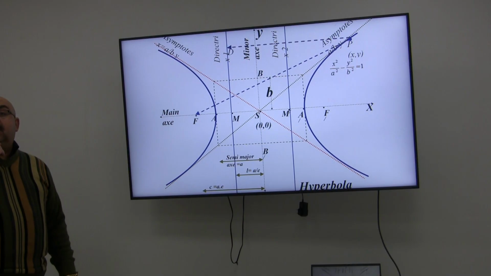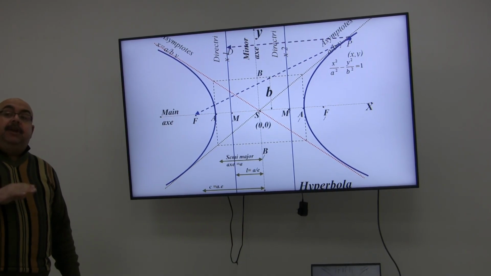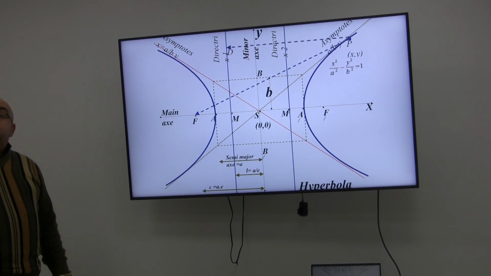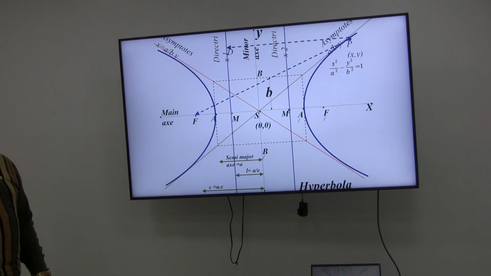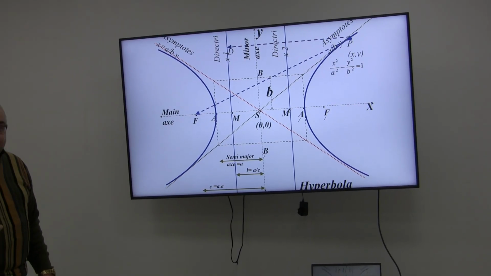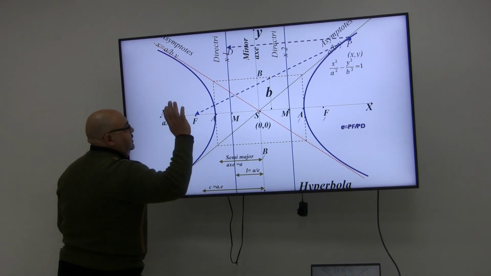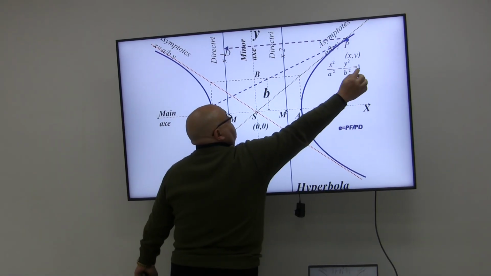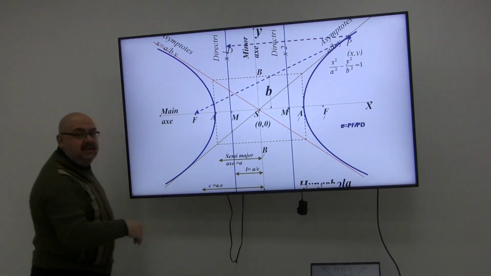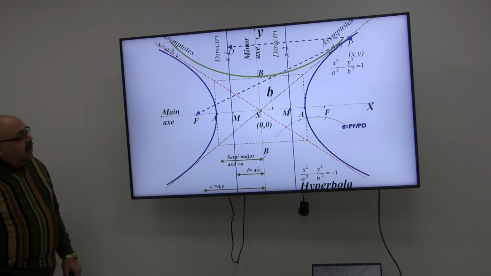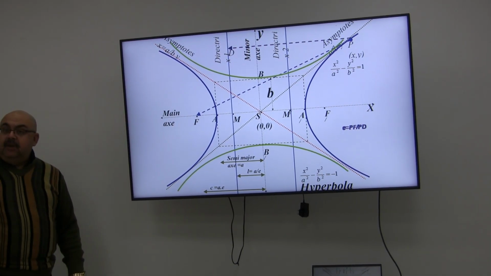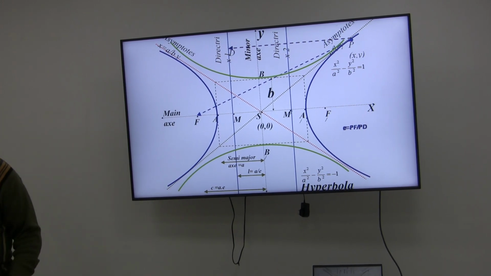By the way, I forgot to tell you, for any hyperbola you have a conjugate hyperbola. The conjugate one will be on the other dimension and has the exact same equation, but instead of having positive one, it's negative one. That's the conjugate hyperbola as you can see. So this is exactly how to draw it.